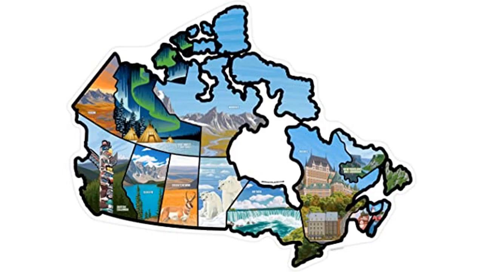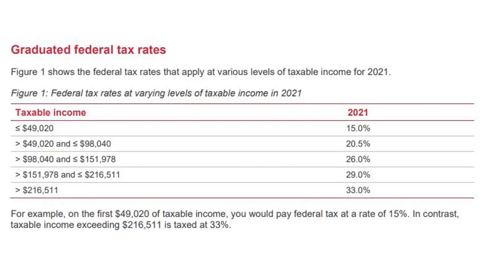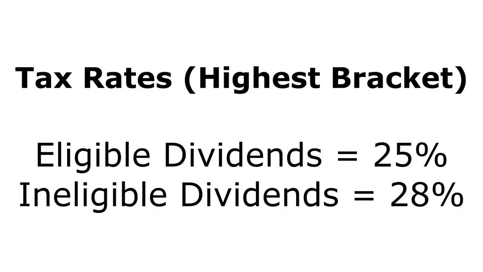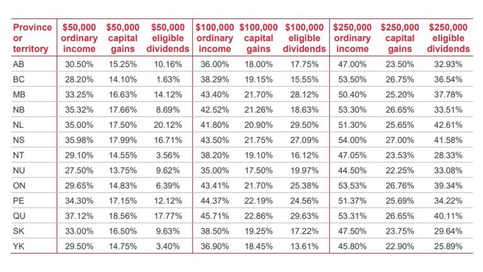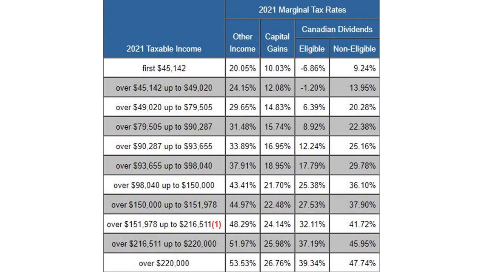Obviously, each province has different provincial rates, but in terms of federal rates, ordinary income is taxed at 33% for the highest income tax bracket, whereas eligible dividends are taxed at 25% and ineligible dividends are taxed at 28%. When you factor in the provincial rates here, the difference becomes even greater. For example, ordinary income in Ontario at the highest tax bracket would be taxed at 54%, whereas eligible dividend income is taxed at 39% and ineligible dividend income is taxed at 48%.